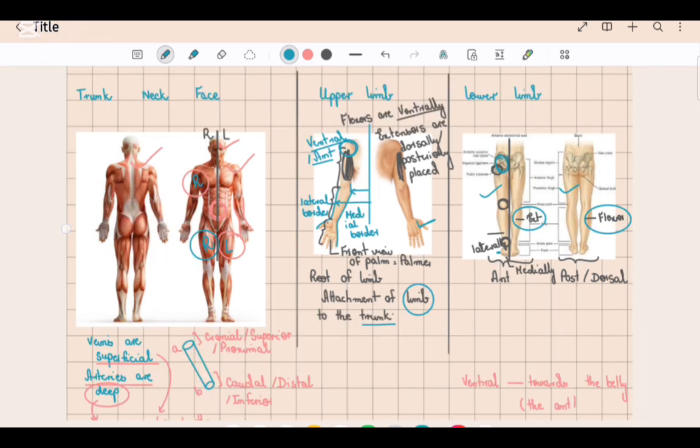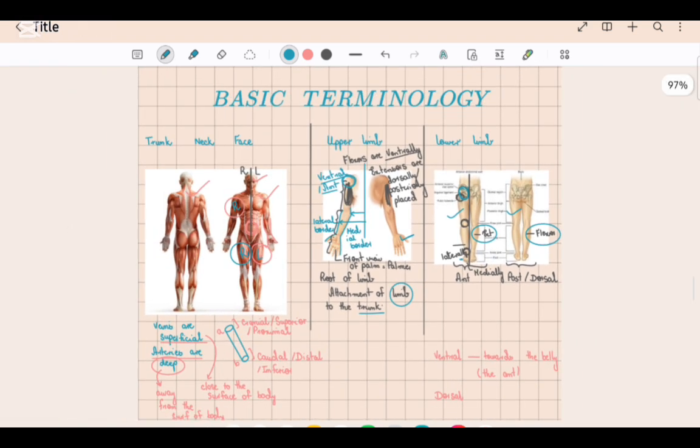So that was all about the terminologies that are used in gross anatomy, and I hope that everything is clear.